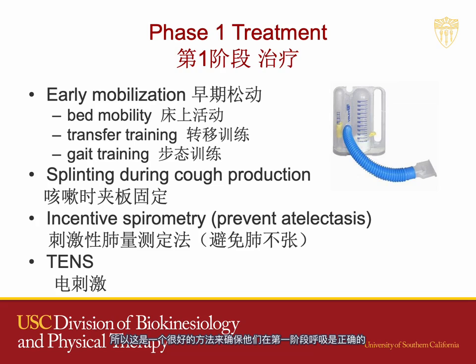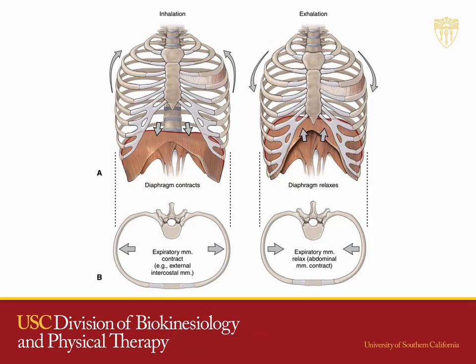You also just want to be doing early mobilization. So again, recognizing that the thoracic spine is attached to the ribs, you want to make sure the thoracic spine is moving. So they can get up and move. They can do bed mobility. You can work on transfer training. You can work on gait training. All of those things as early as possible is good, okay? TENS unit for pain, totally a great idea as well.